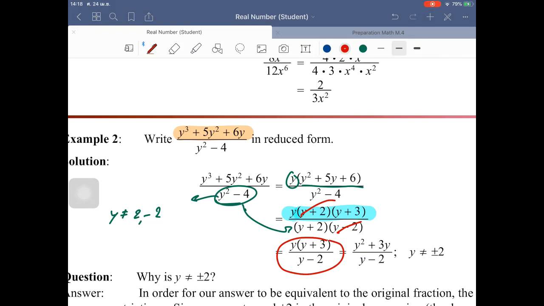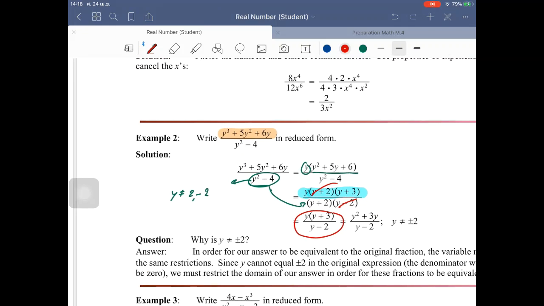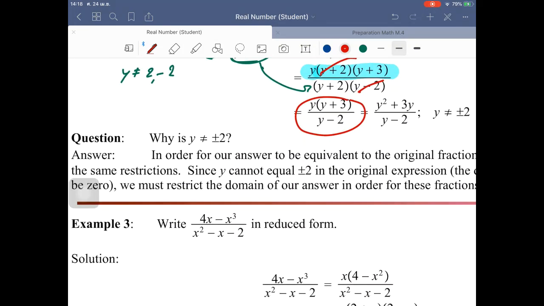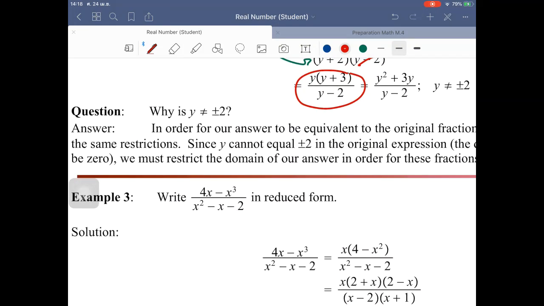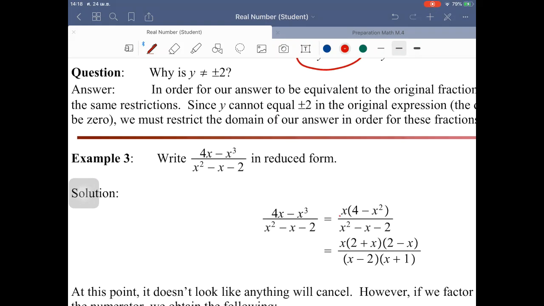Simplify to be the simplest form. Okay? Next one here: x minus x to the power of 3 divided by x squared minus x minus 2. So take the common factor first, x, you get 4 minus x squared, and then you factorize again to be this term. How about down here?